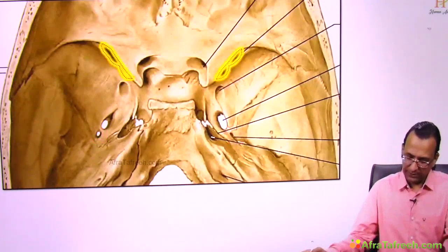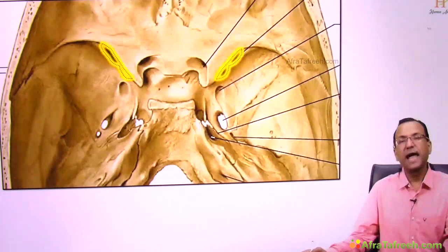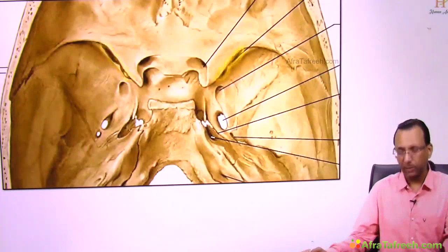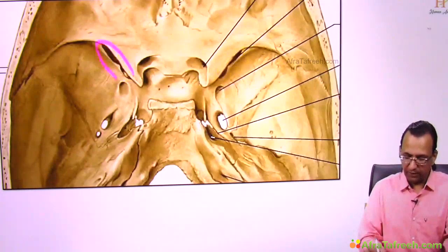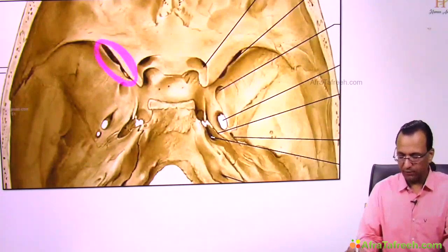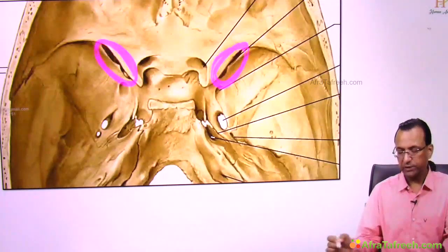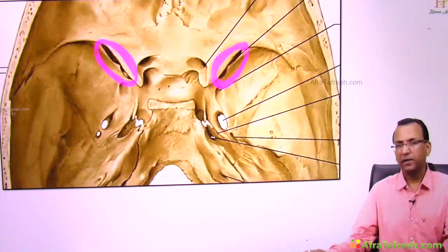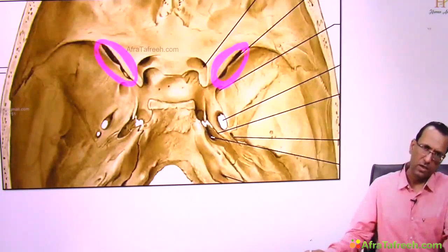Can you tell me what is this? This is the gap between the lesser wing and greater wing. Are you talking about the superior orbital fissure? Yes, the superior orbital fissure. It is a gap between the lesser wing and greater wing. Some nerves and veins are passing through it. We have to discuss them.